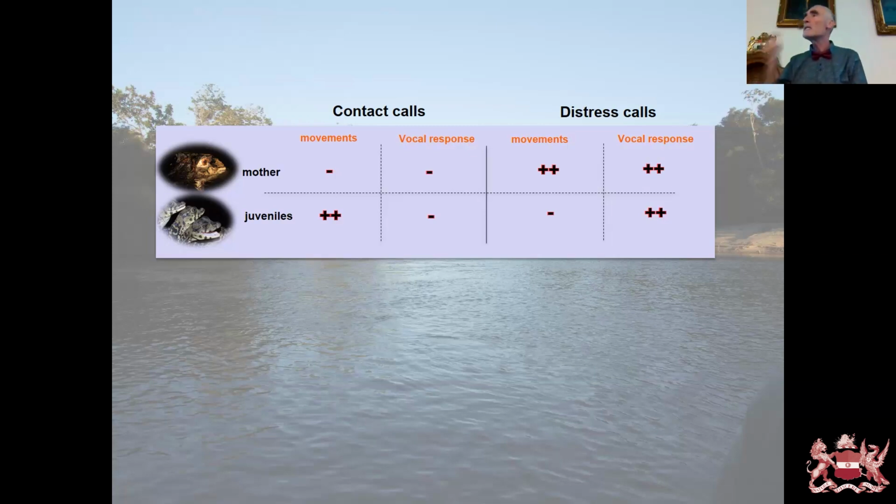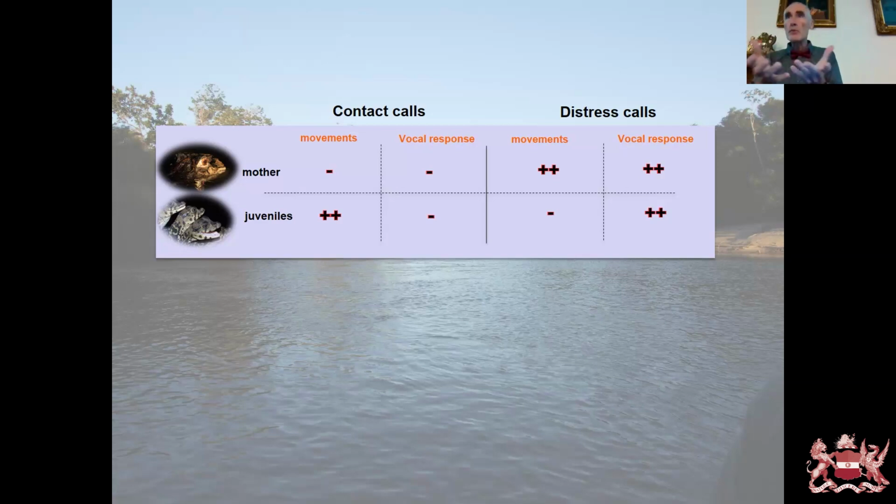When we play back the distress calls, we obtain a totally different reaction. The juveniles freeze, just vocalizing a bit, but they do not approach the loudspeaker. The mother showed the kind of reaction you just saw. She went to the loudspeaker, bellowing towards it. So this is not a very complicated vocal repertoire, but it is a vocal repertoire.